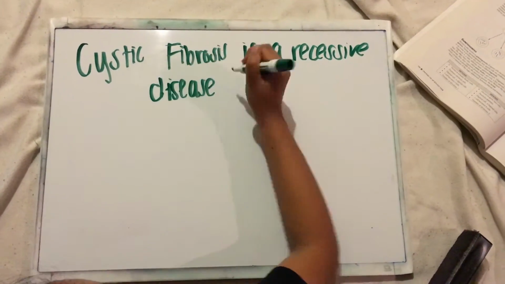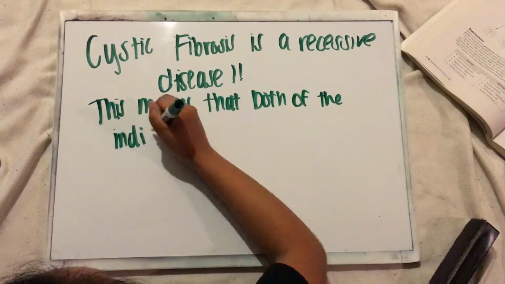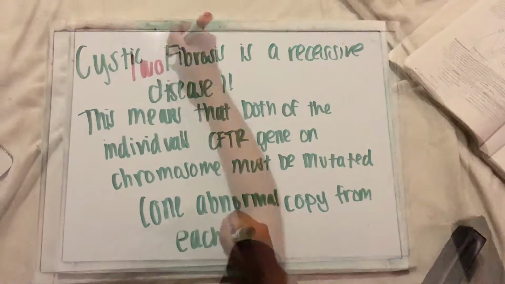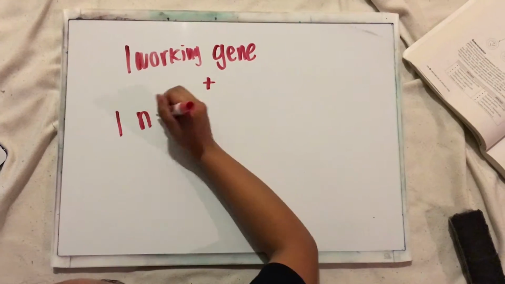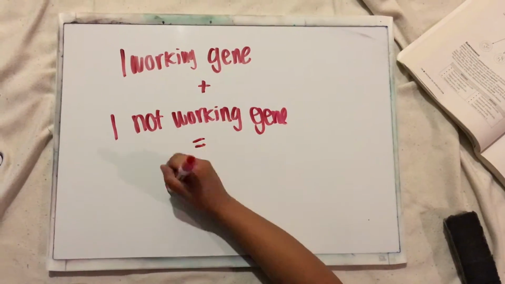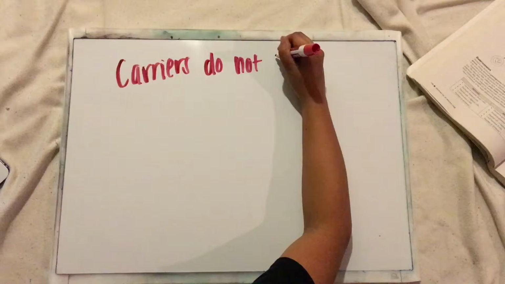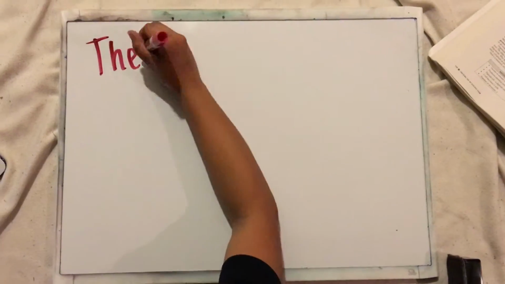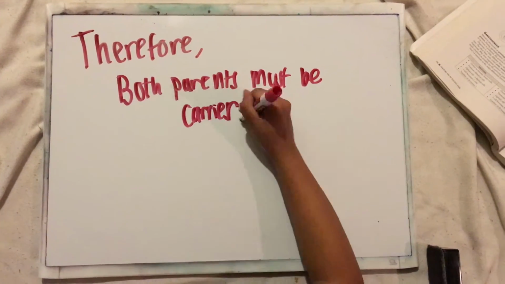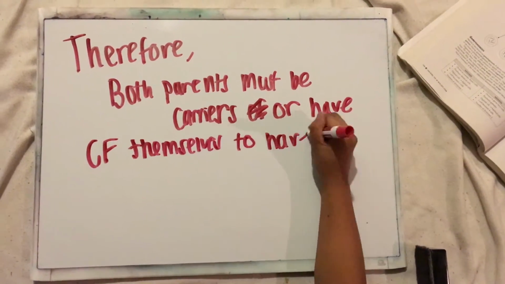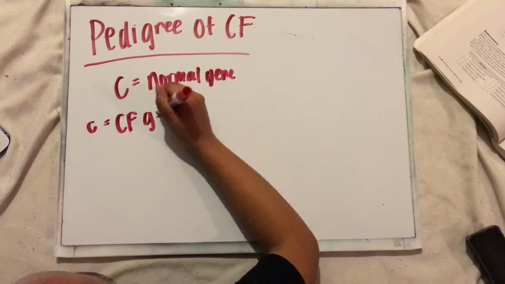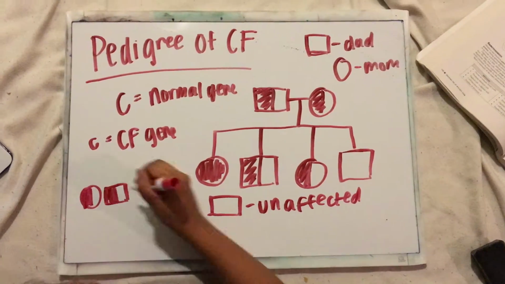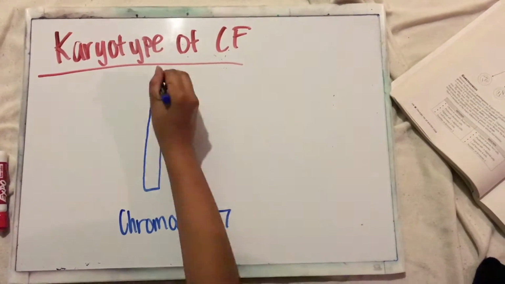Cystic fibrosis is a recessive gene, so that means that both copies of the CFTR gene must be mutated. Having a heterozygous gene for the disease means that you are a CF carrier. Carriers do not have the symptoms of disease, but they can pass it on to their offspring. Both parents must be carriers or have the disease in order for their child to have the disease. The pedigree shows the likelihood of having cystic fibrosis. This karyotype is on chromosome 7.